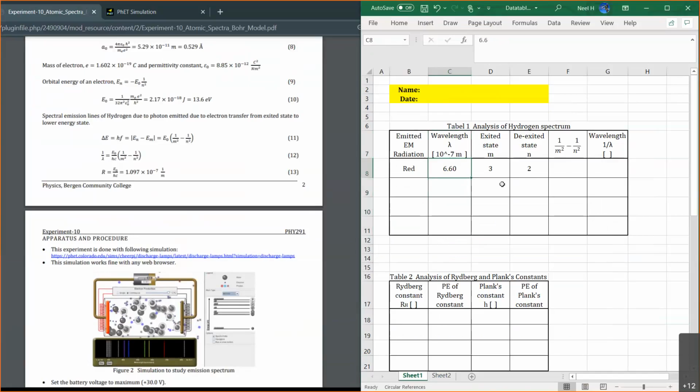Let's do one calculation to see whether we are getting the right number. Okay, let's do 1 over m square minus 1 over n square. This is going to be parentheses 1 over m power 2.